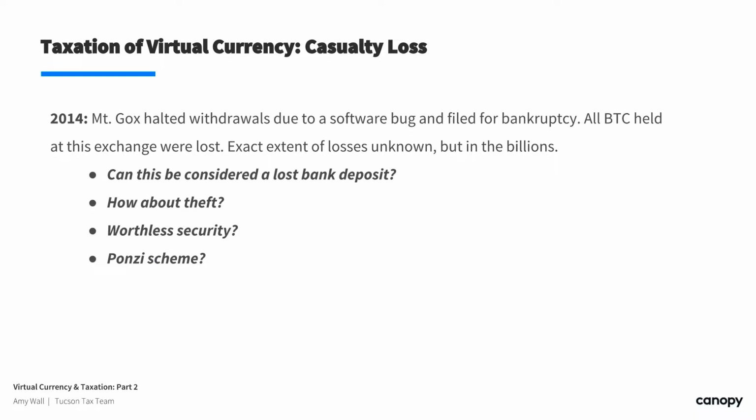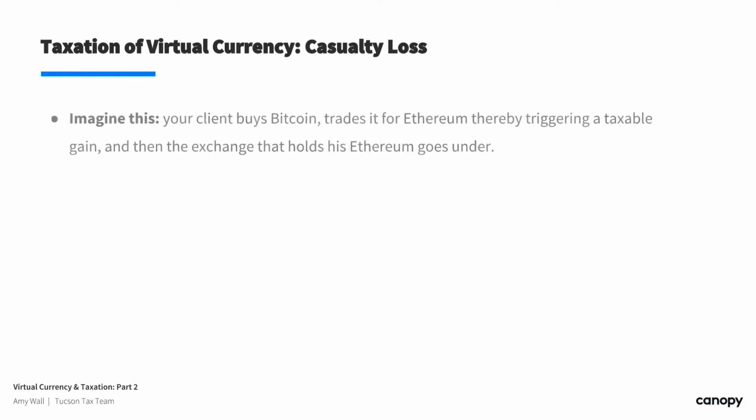Now imagine this horrible scenario: your client buys Bitcoin, trades it for Ether, triggers a capital gain, and then the exchange holding his Ether goes under. So what has happened is that your poor guy now has taxable gain from his Ether trade, but the money that he had is gone. So he doesn't even have the money to pay the tax. So it gets us into some unfortunate situations here. But I've really thought about this hard. I don't really see a great alternative to claiming the loss on Schedule A.